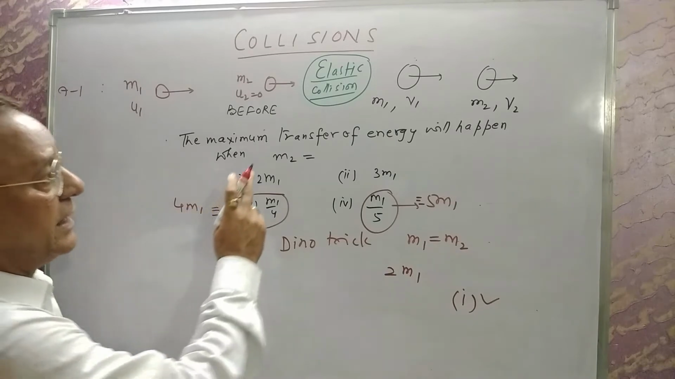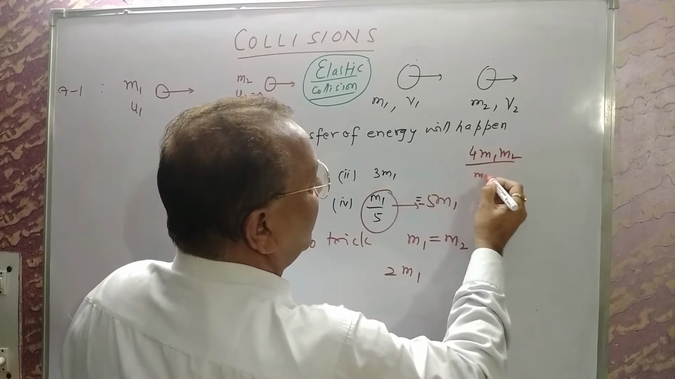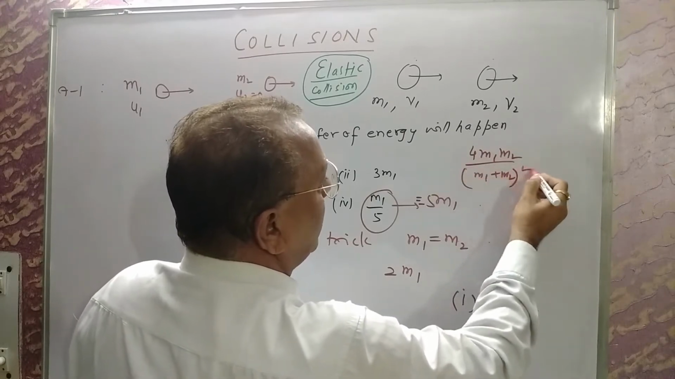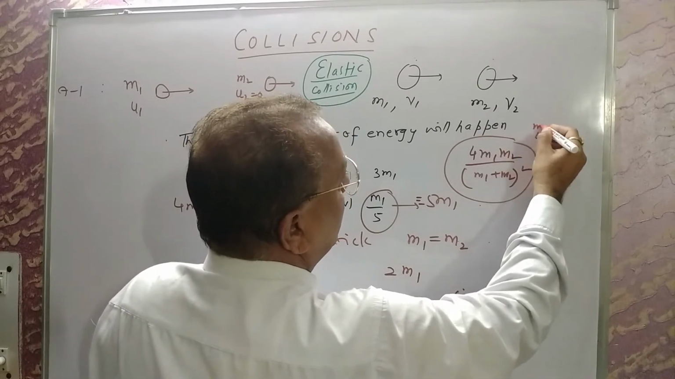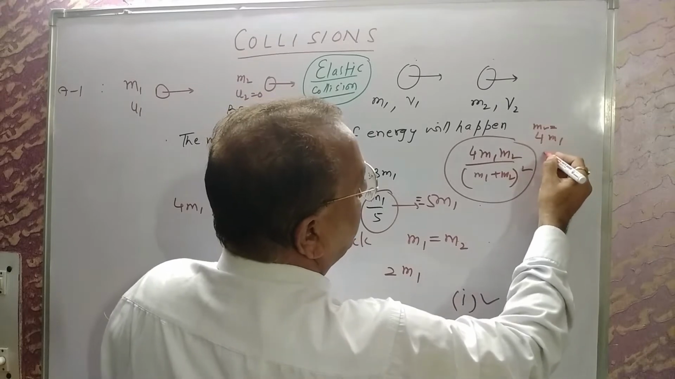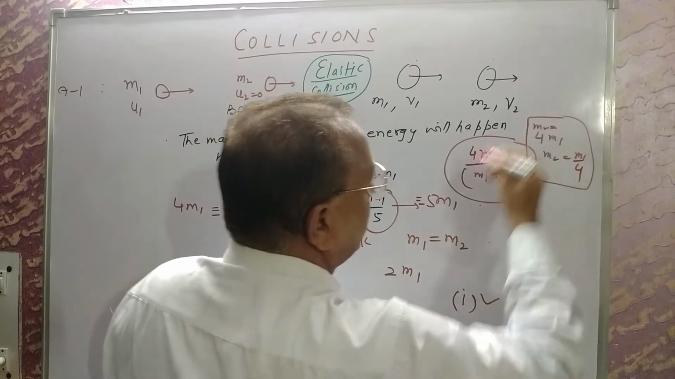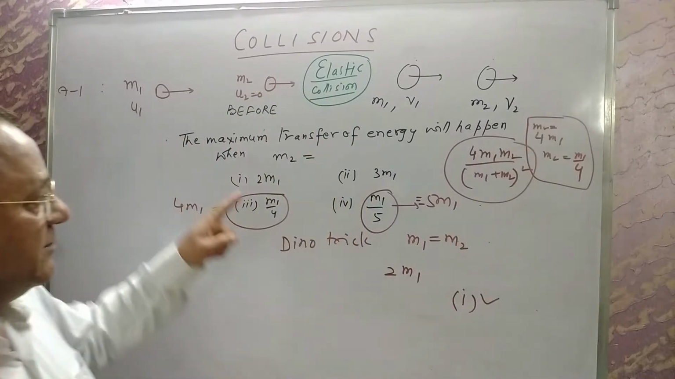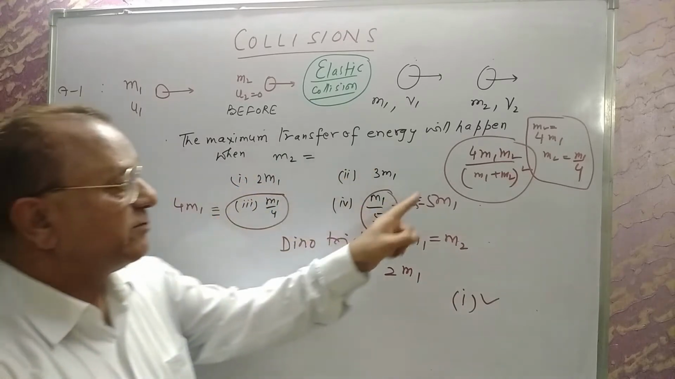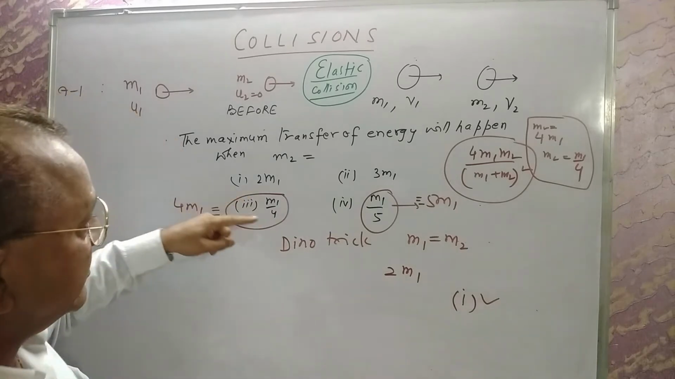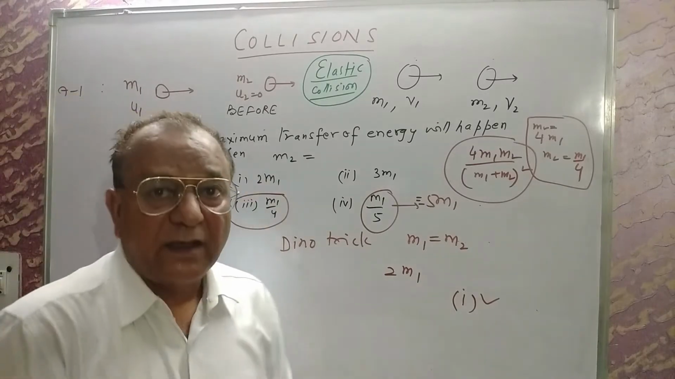The trick is in the formula 4m1 m2 divided by (m1 plus m2) whole square. In this case, if you take m2 equal to 4m1, or you take m2 equal to m1 by 4, the percentage energy transfer will come out to be the same. So instead of calculating all of them, change into the same form: 2m1, 3m1, 4m1, 5m1, and take the case where m2 is nearest to m1. The case is 2m1, therefore the answer is first.